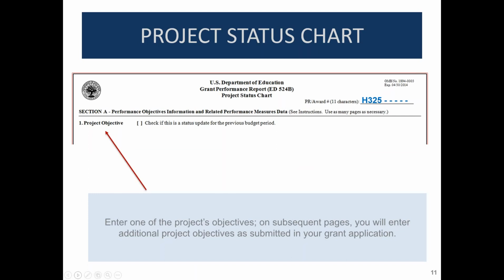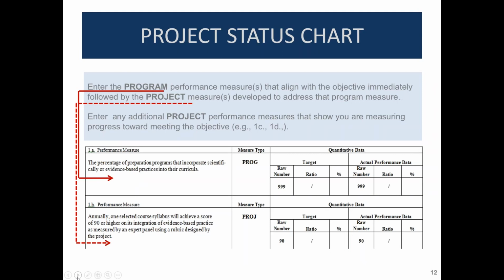The objective goes at the top, and you enter your project measures in the chart. In the project status chart, you will be reporting the program and your project performance measures. When you are reporting a program measure under an objective, you put the program measure in first, immediately followed by the project measure that aligns with it.